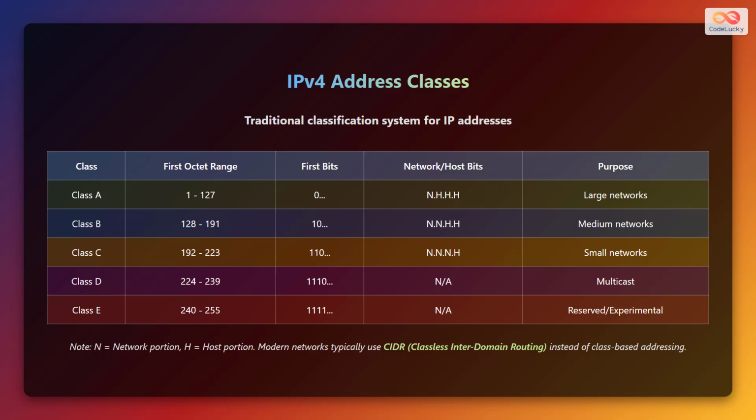Class D addresses have a first octet range from 224 to 239. The first 4 bits in a Class D address are 1110. These are used for multicast addressing. Class E addresses have a first octet range from 240 to 255. The first 4 bits in a Class E address are 1111. These are reserved for experimental purposes. A quick note: the letters N and H shown here represent the network and host portions of the address, respectively. Modern networks typically use CIDR, which is classless inter-domain routing, instead of this class-based addressing.